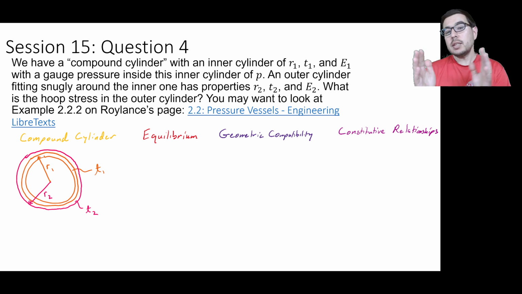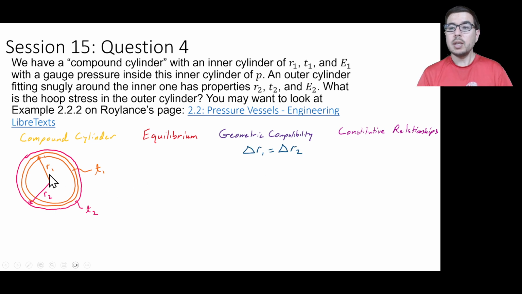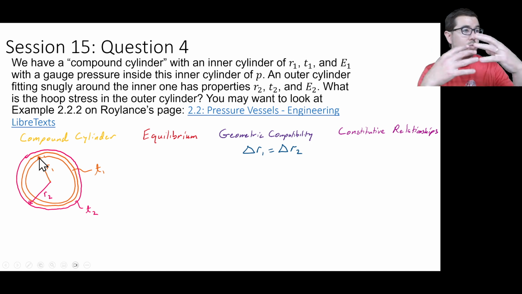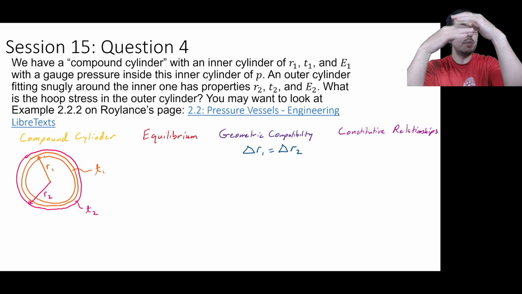So let's break this problem into these three categories and see if we can make heads or tails of what is happening. First, with geometric compatibility, we're going to say that the change in the radius R1 is about the same as the change in the radius of R2. These annular components are very thin, they have small thicknesses, and if the two rings are compound with each other and snug and going with each other, then if R1 moves a little bit, R2 is going to move that same amount.